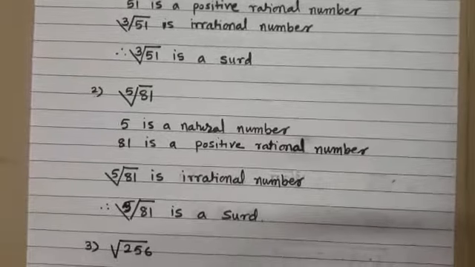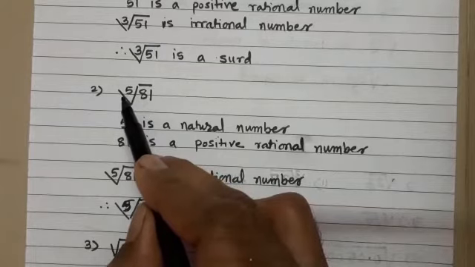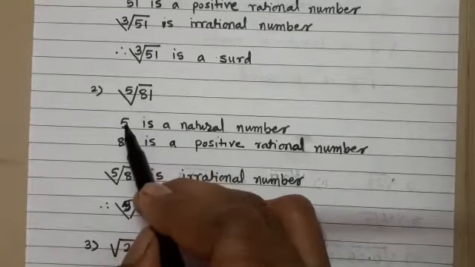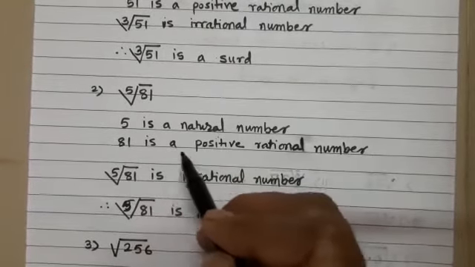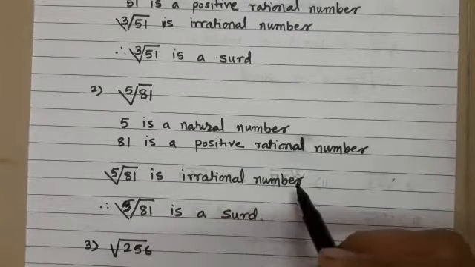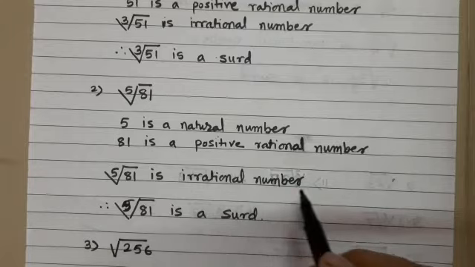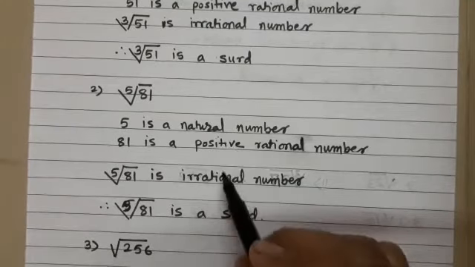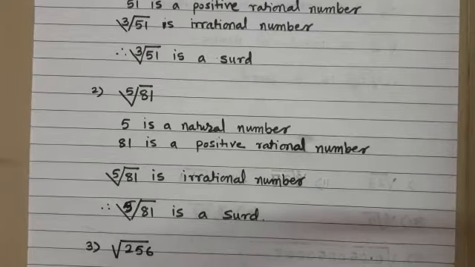Now second example. Fifth root of 81. This order, that means 5 is the order of the surd. 5 is a natural number. Radicand is 81. 81 is a positive rational number. And fifth root of 81 is irrational number. 81 is not the fifth power of any number. That's why we do not get the fifth root of 81. That's why it is irrational number. Three conditions are passed. That's why fifth root of 81 is a surd.